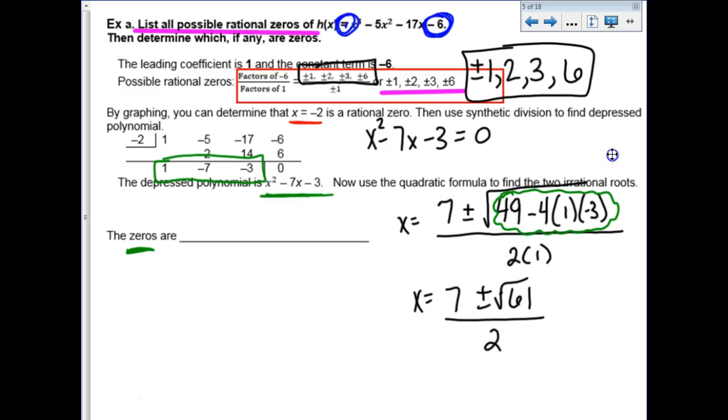The zeros are, well, you just found 2 of them. And I don't mind if you keep it in the short notation of 7 plus and minus the square root of 61 over 2. But that's only 2 solutions, guys. You started with a cubic. So where's the other solution? -2. Very good. The one we stole from the calculator. So that was fun.